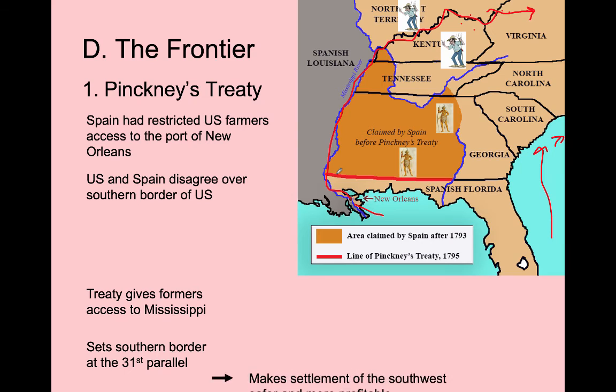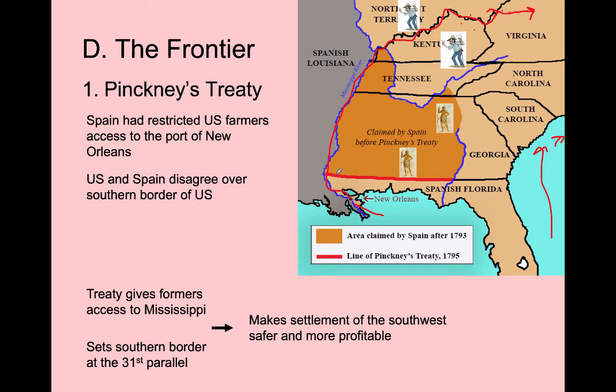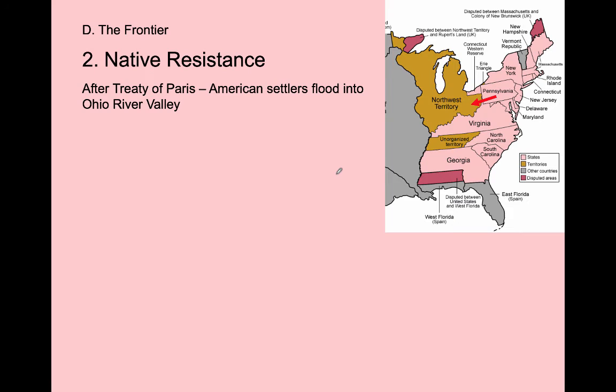And the big takeaway for U.S. history is that this treaty is going to make it safer and more economically viable for people to move west. And so there's just a big flood of Americans moving west because now they know they have a way to get their crops to market. And they also know that there's not going to be some war with the Spanish, right, over this territory, where the boundary is. All right, so let's talk about, that's a good segue into native resistance, right?